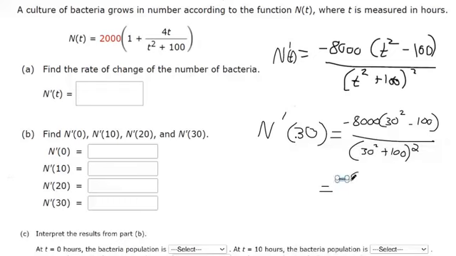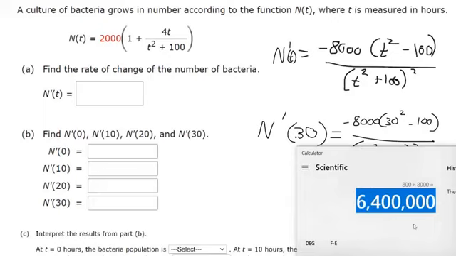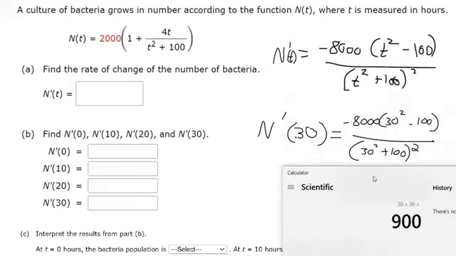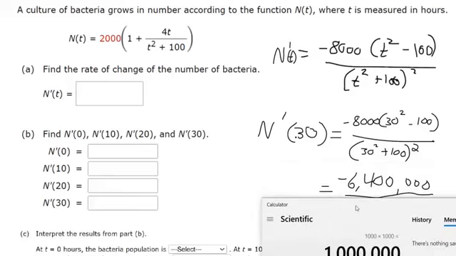Negative 6 million, then 400,000. Okay, and then in the denominator, I'm going to do 30 squared plus 100, and then I'm going to square that result with my calculator. 30 squared plus 100, and then square that. So that's a million in the denominator.